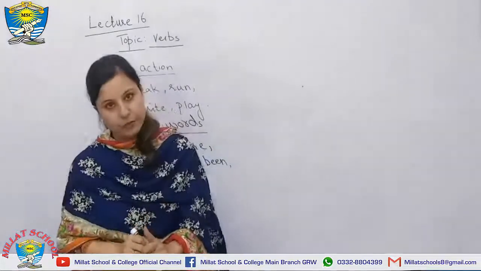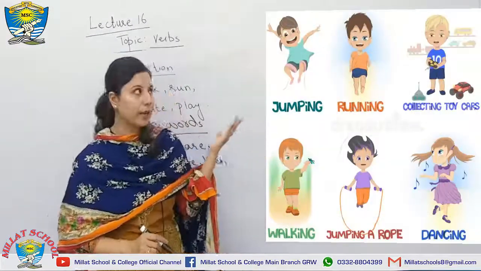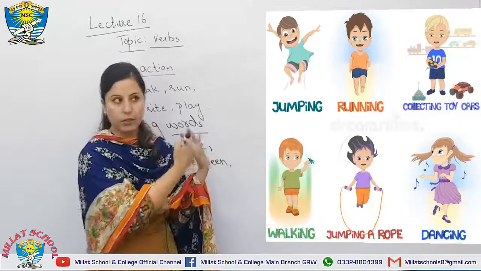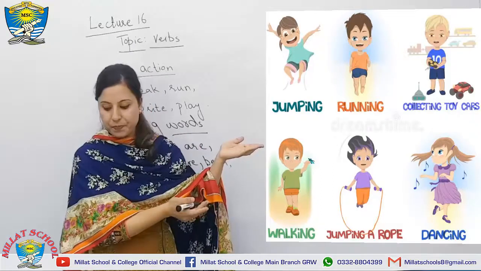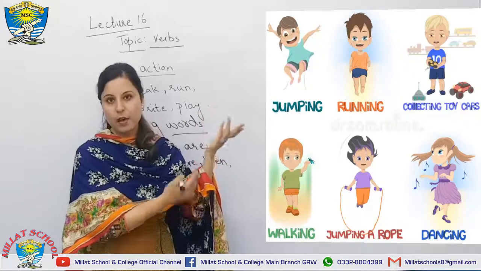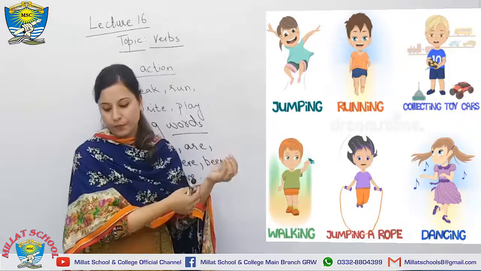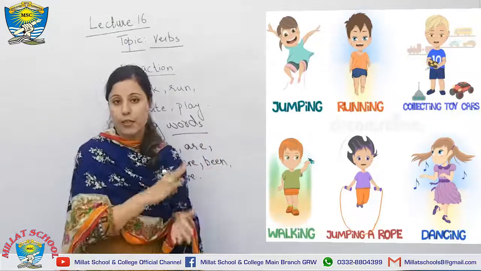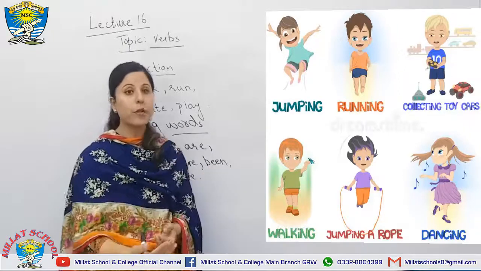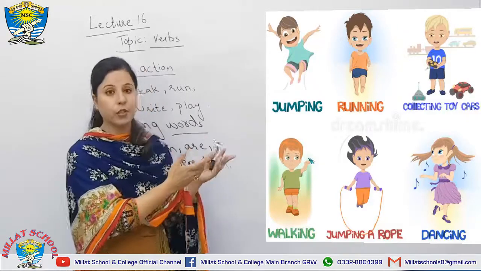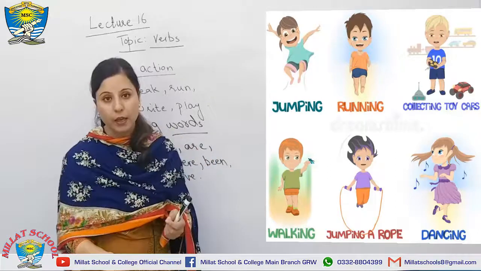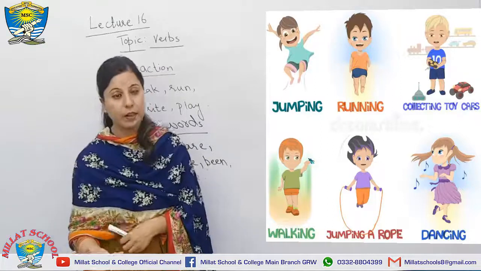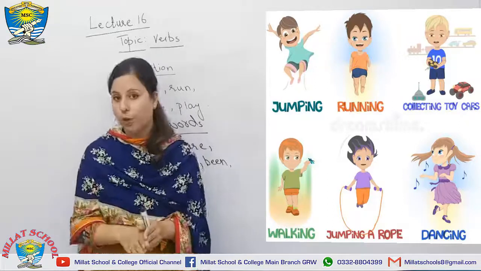Let's see a few of the examples again. For example, here in the picture you can see an image. What are they doing? Jumping, running, connecting with cars, walking, jumping a rope, dancing. So you can see the images and you are able to identify what the children in the picture are doing. They are doing some actions. They are holding something in their hands, but they are also doing something with them.